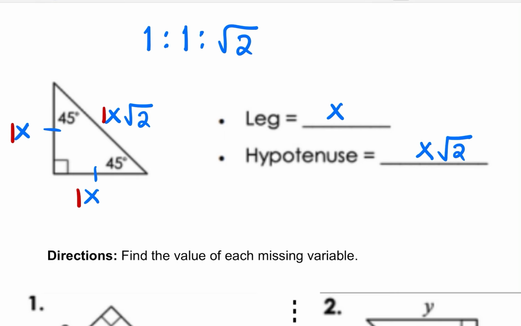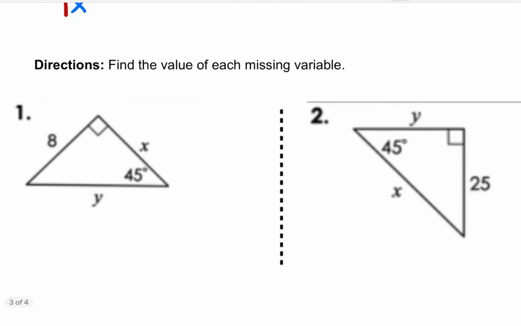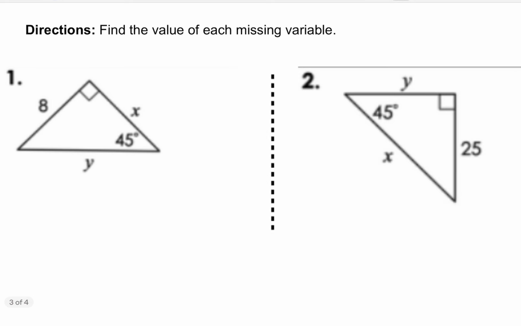All right, let's use that information to try and answer these two problems. Find the value of the missing variable. So we have an indication that this is a 45-45-90 degrees. So that's the first thing we need to figure out. Now that we know that, therefore these two are going to be the same. X is 8 and y is going to be 8 square root of 2.